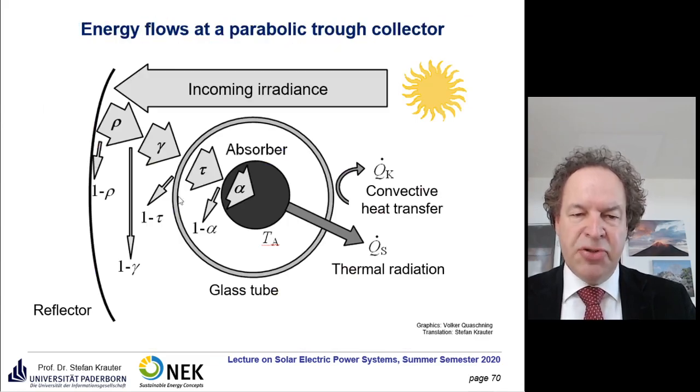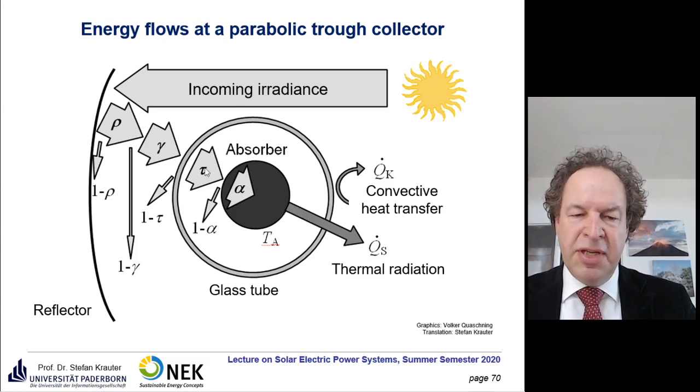And then you have the absorber, which is protected via, for example, a glass tube here. And when the absorption is not perfect, you try to make this alpha as high as possible to achieve the maximum absorption. And here the incoming irradiance is converted into heat. You try to profit a lot from this generated heat, but you have some losses, for example thermal radiation or convective heat transfer.